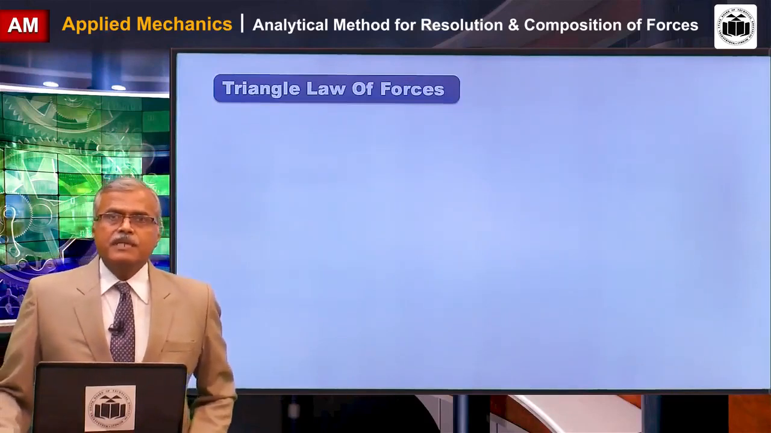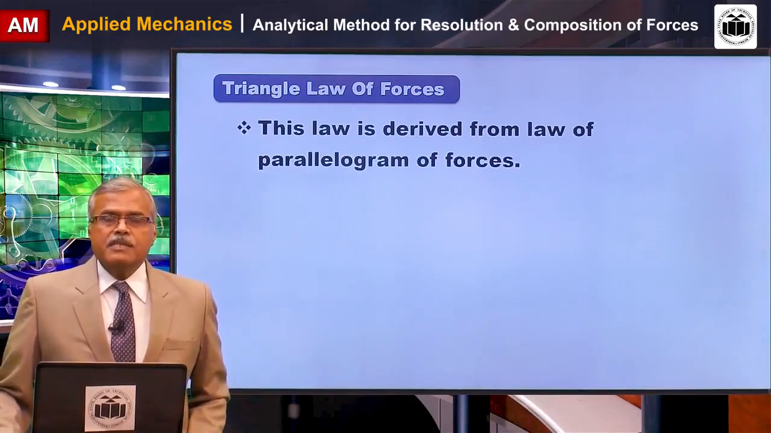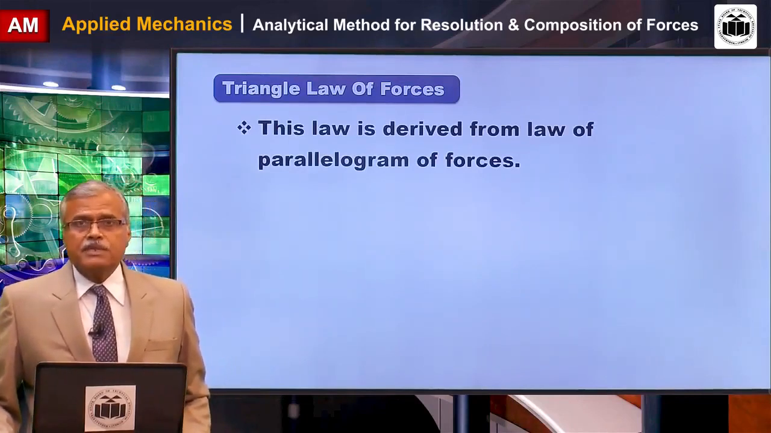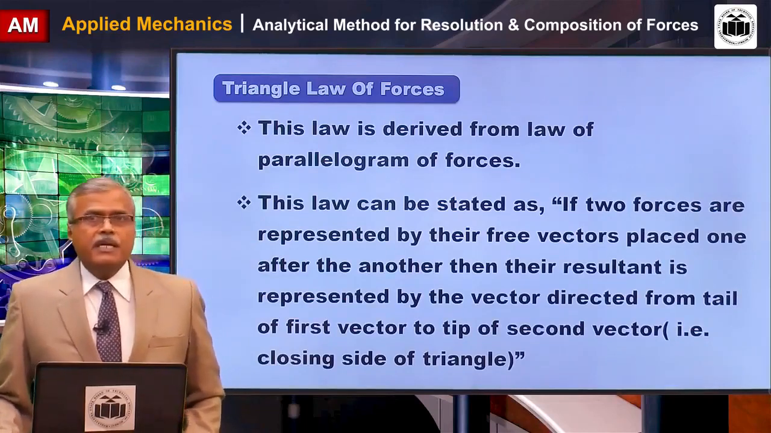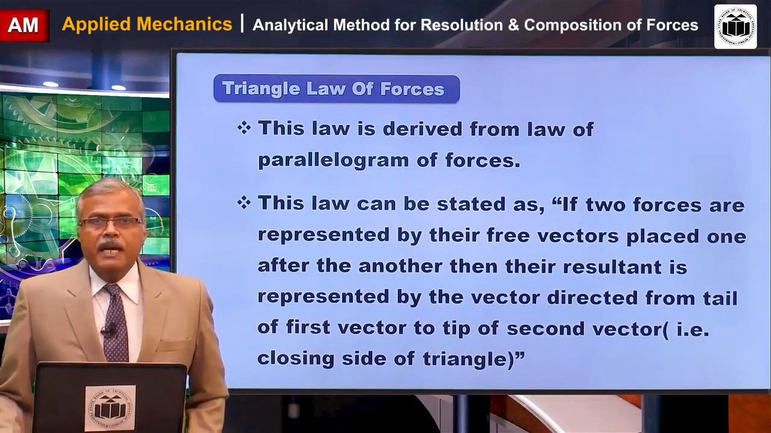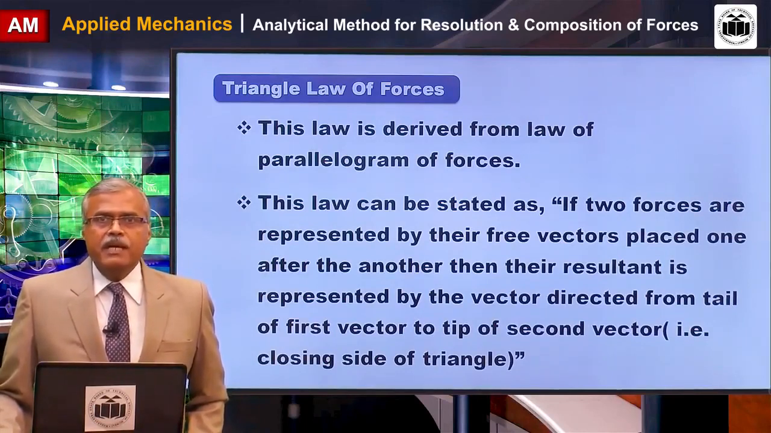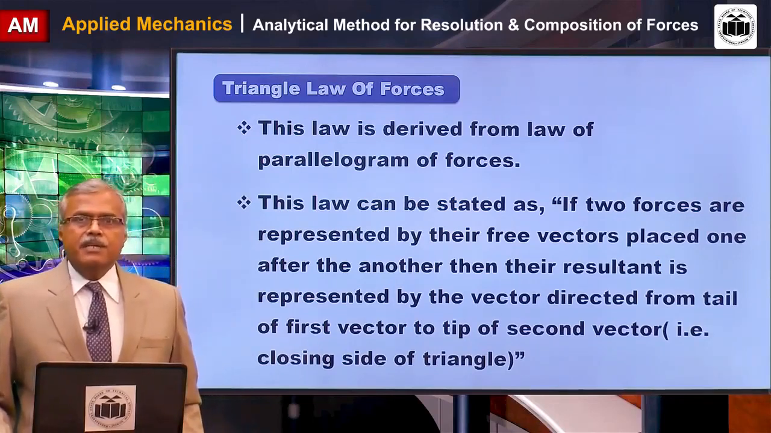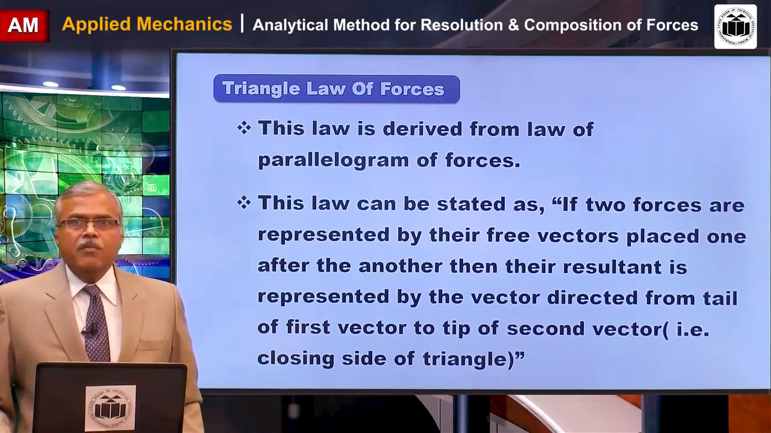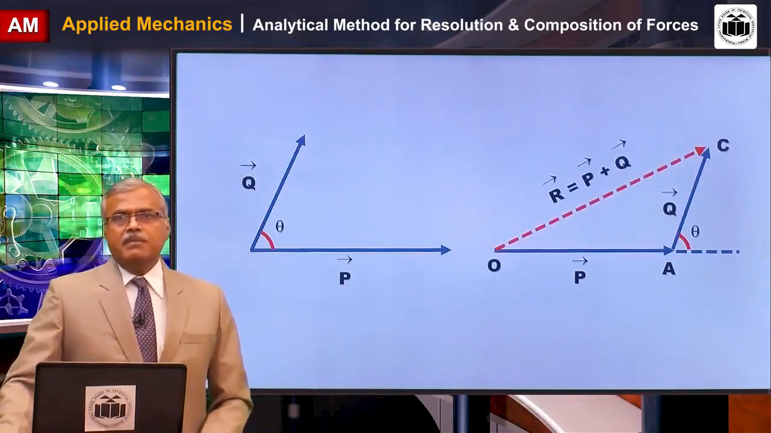Another law, which is again based on finding the resultant of a two concurrent force system, is the triangle law of forces. This triangle law of forces is derived from the law of parallelogram of forces itself. This law can be stated as: if two forces are acting at a single point and they are represented by free vectors placed one after the other, then the resultant is represented by the vector directed from the tail of the first vector to the tip of the second vector, that is the closing side of a triangle. It can be explained over here.